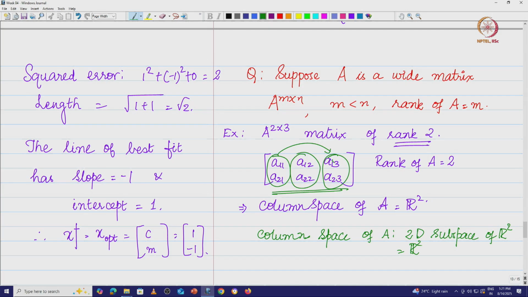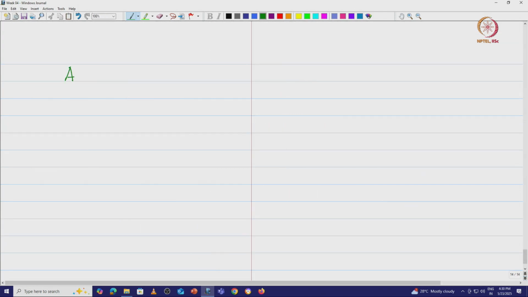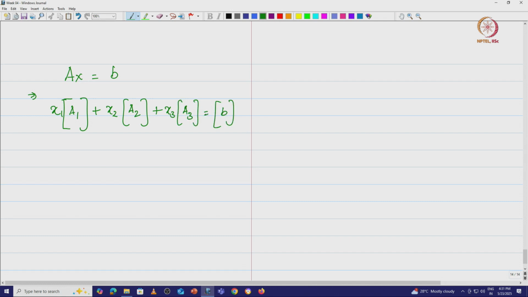Now, we will see what happens when we have such a case, like how do we compute the pseudo inverse. So, what does Ax equal to B imply here? This implies I have x1 into the first column of A plus x2 into the second column of A plus x3 into the third column of A is equal to the right hand side vector B.